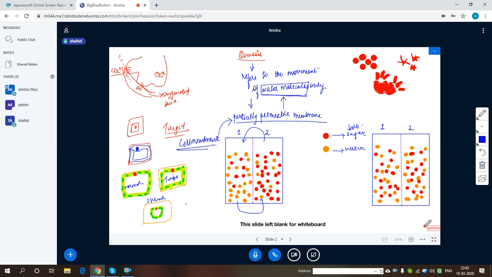Is it that diffusion and osmosis are passive processes, while active transport requires energy? Okay.